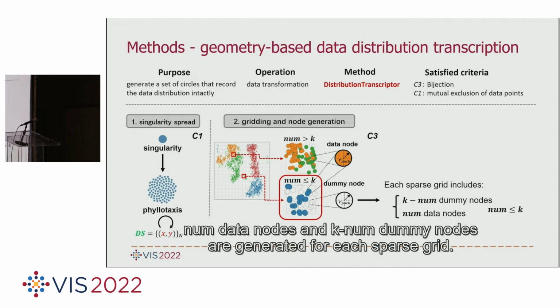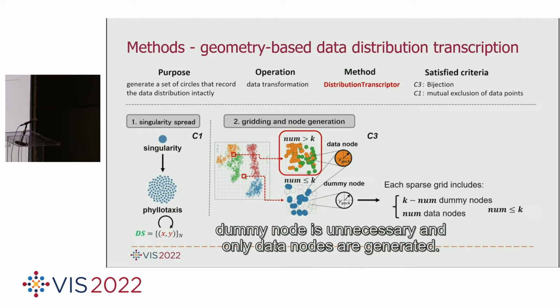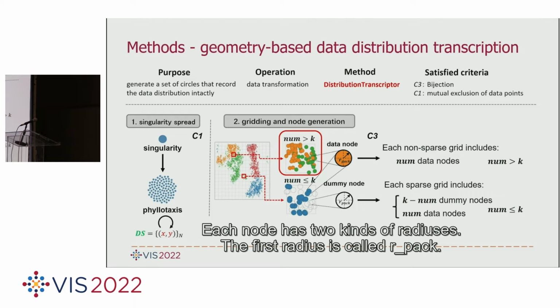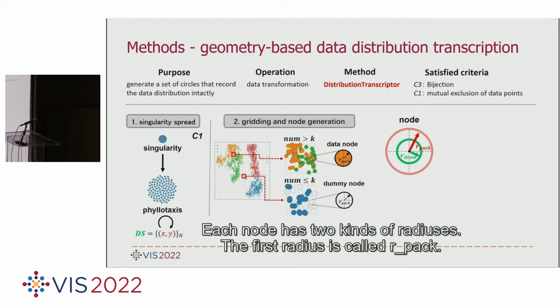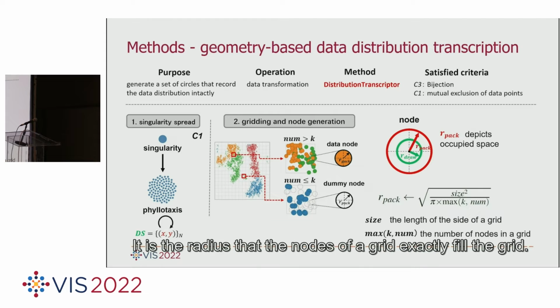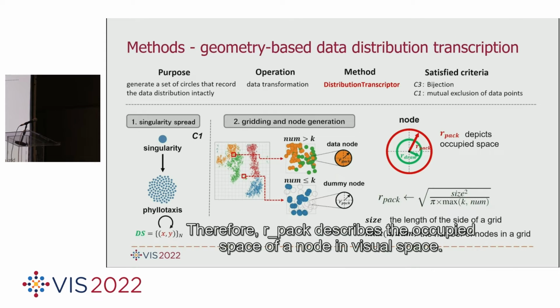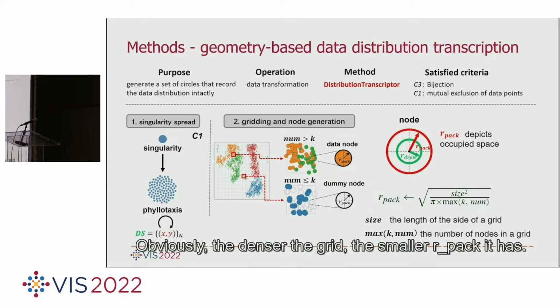Num data nodes and k num dummy nodes are generated for each sparse grid. For the non-sparse grid, a dummy node is unnecessary and only data nodes are generated. Each node has two kinds of radiuses. The first radius is called RPAC. It is the radius at which the nodes of a grid exactly fill the grid. Therefore, RPAC describes the occupied space of a node in visual space. Obviously, the denser the grid, the smaller RPAC it has.